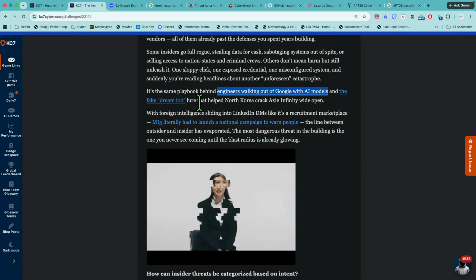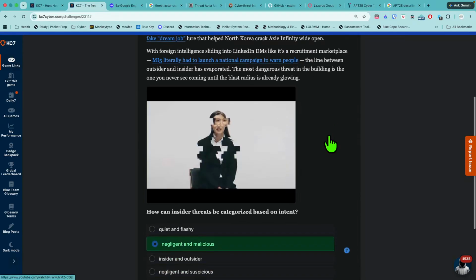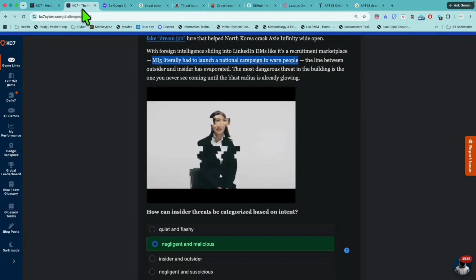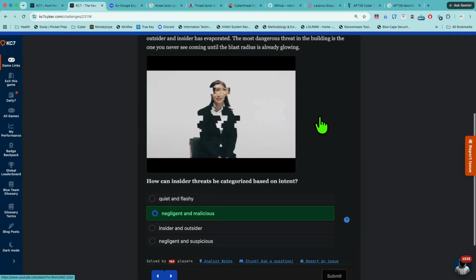And a fake dream job lure that helped North Korea crack XI Infinity wide open. And with foreign intelligence sliding into LinkedIn DMs, direct messages, like it's a recruitment marketplace, MI5 literally had to launch a national campaign to warn people. So you click this, learn more about that. Awesome. And the line between outsider and insider has evaporated. The most dangerous threat in the building is the one you never see coming until the blast radius is already growing.